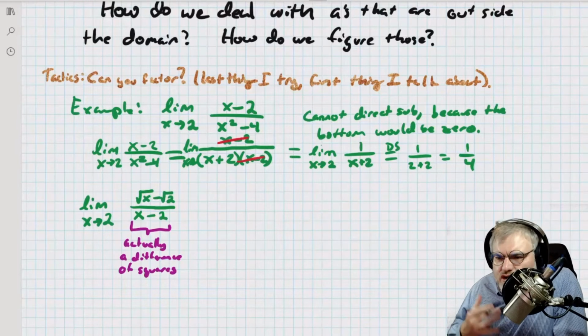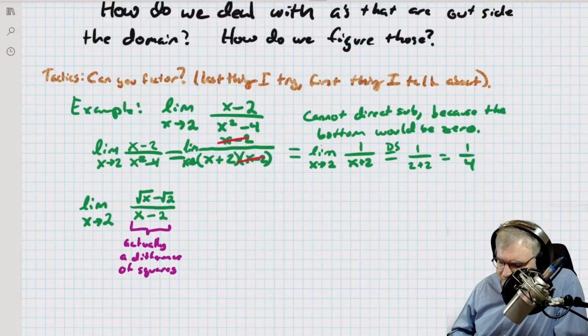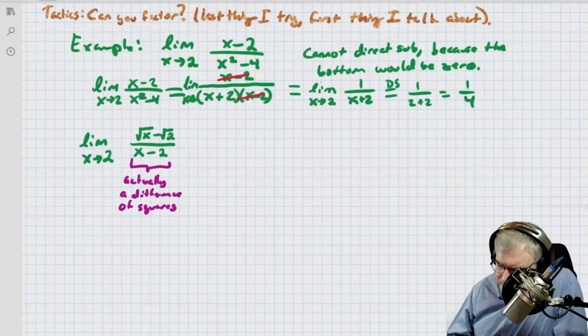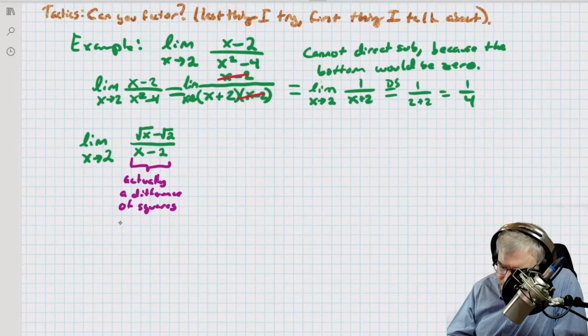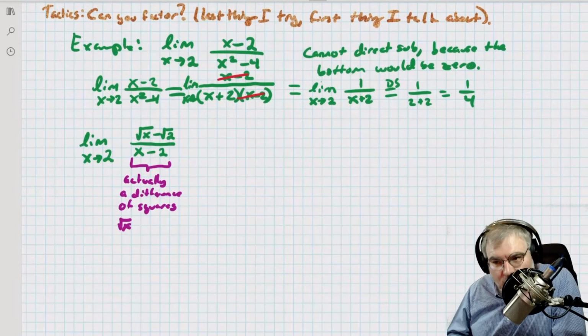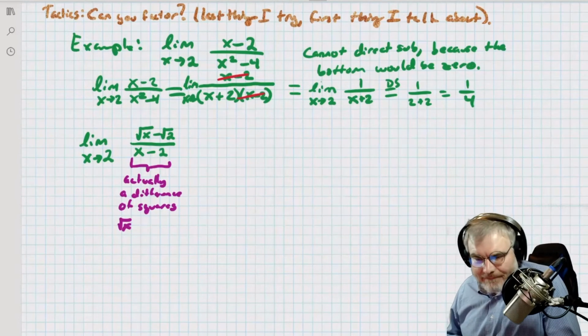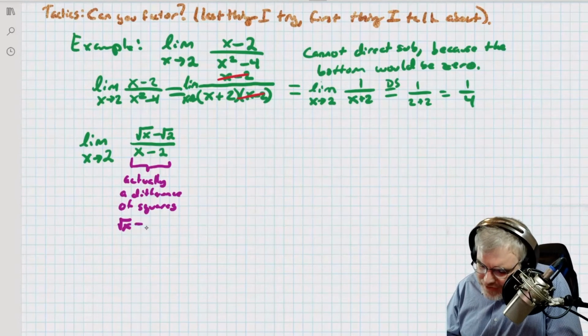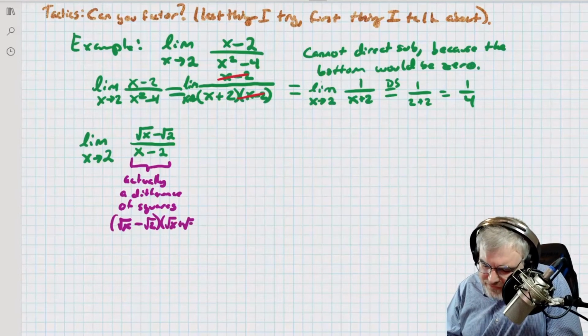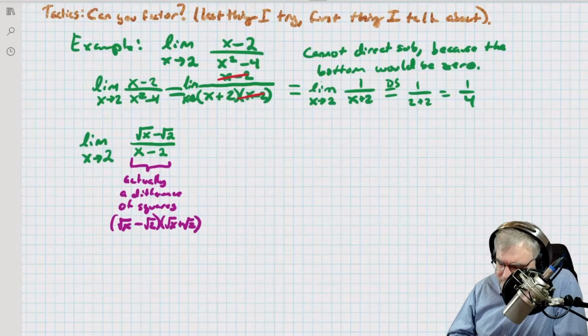Well, what squared is x? Well, the square root of x squared is x, right? So this is actually the square root of x minus the square root of 2 times the square root of x plus the square root of 2. And the giveaway is this thing on top.